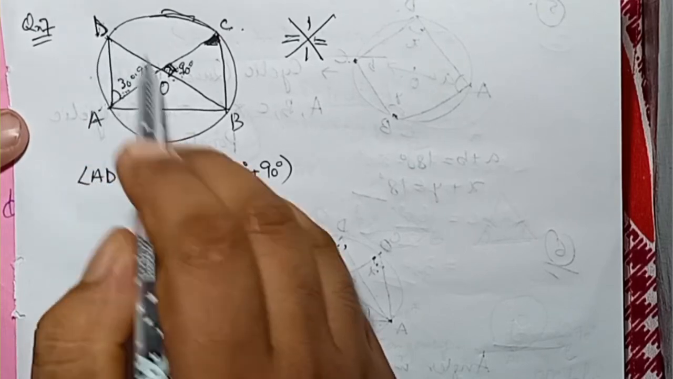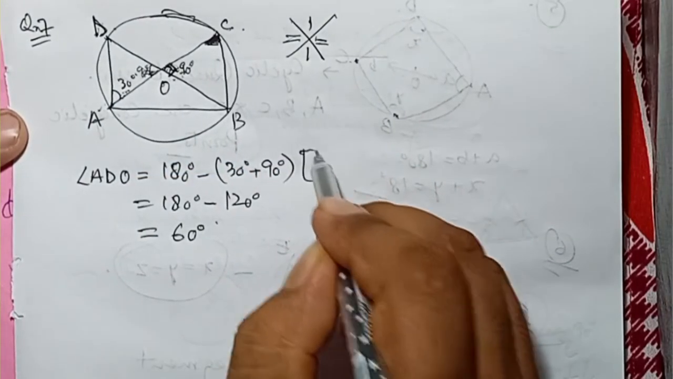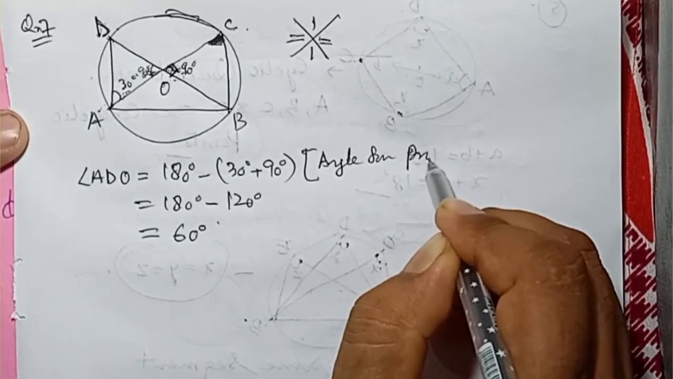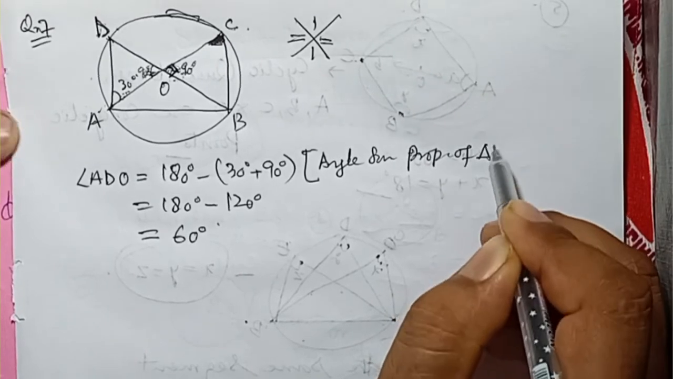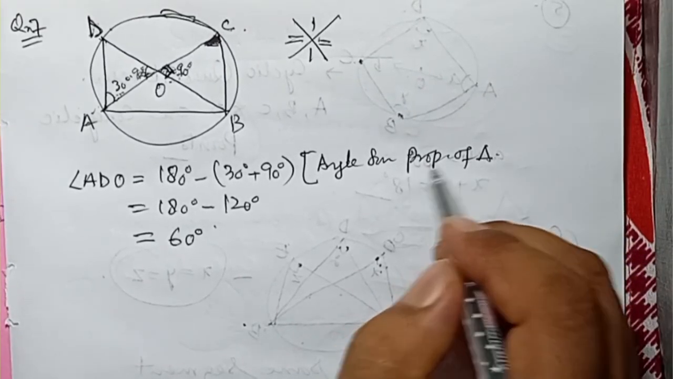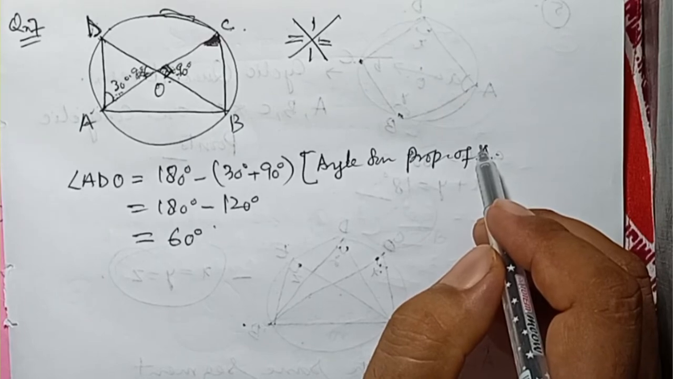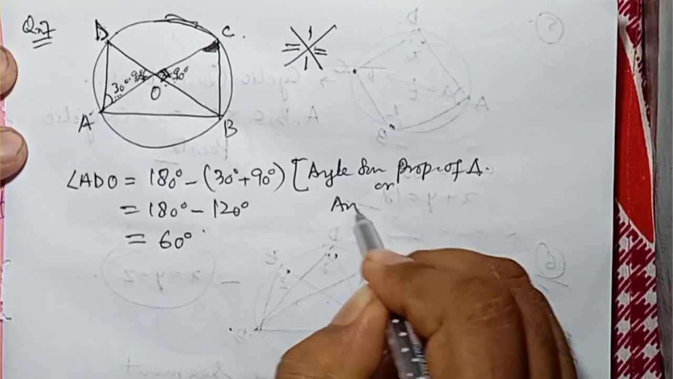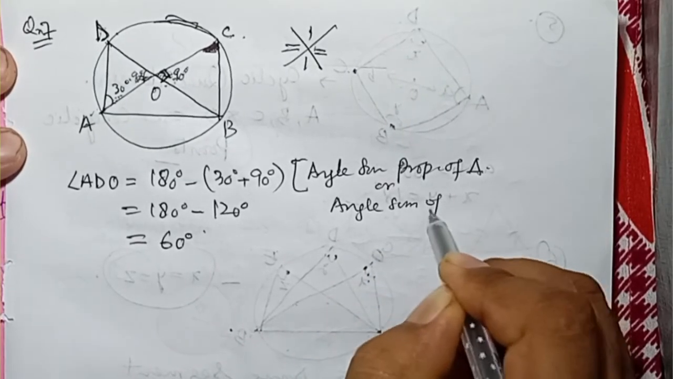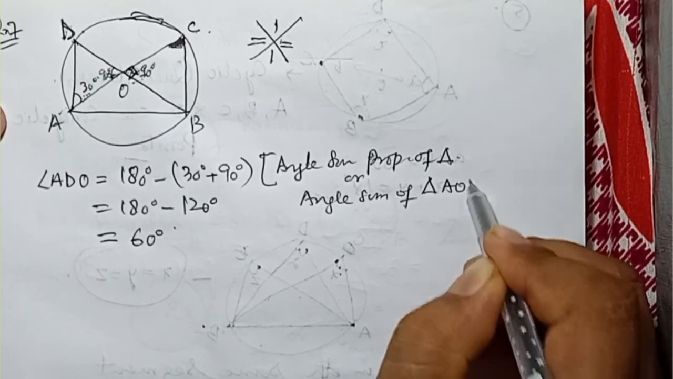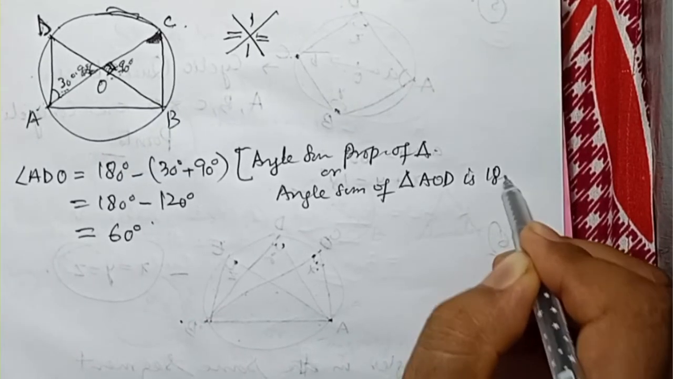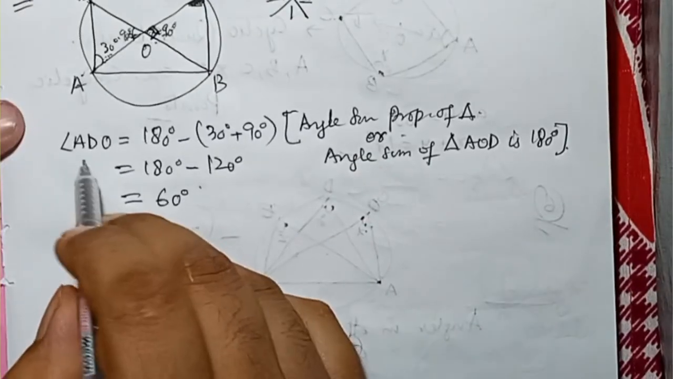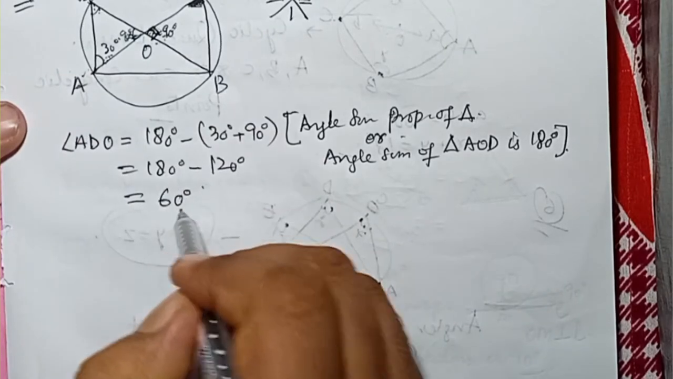120. So I have used the angle sum property of the triangle, which is 180 degree, or I can say the angle sum of triangle AOD is 180 degree. I can write this also. So I have got now this angle, it is 60 degree.